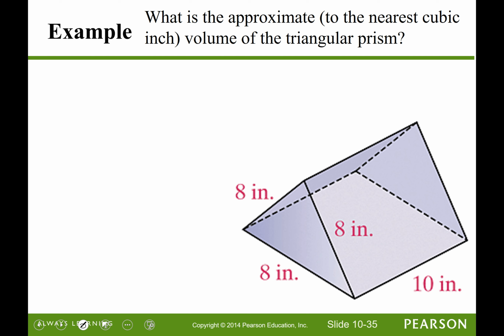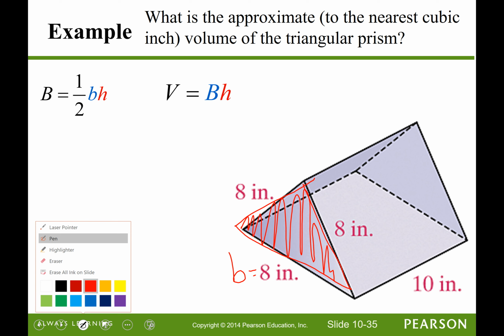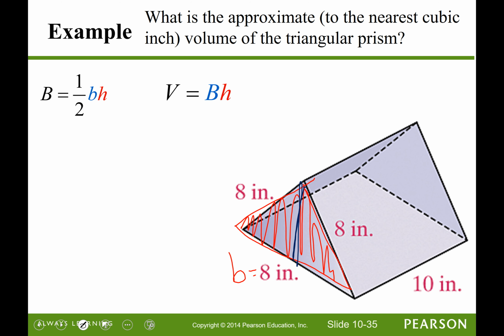All right, let's try this one. What is the approximate, to the nearest cubic inch, volume of this triangular prism? Okay, so same thing. Let's start with our general form. And we know that the base this time is a triangle. So let's focus on this two-dimensional triangle right here at first. To find the area of that base, that triangle, you can do its base, lowercase b, times its height, which would be this distance right there, the length of that altitude. Okay, so we need to find that height.